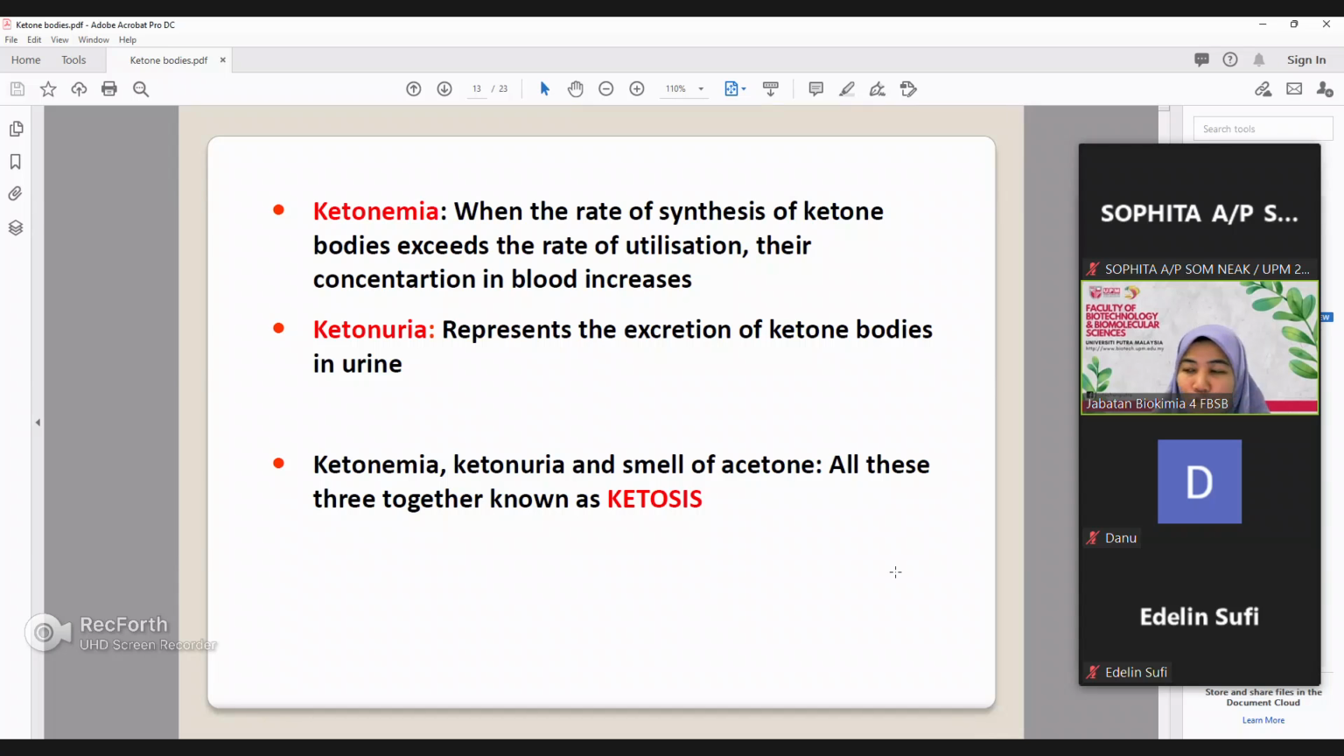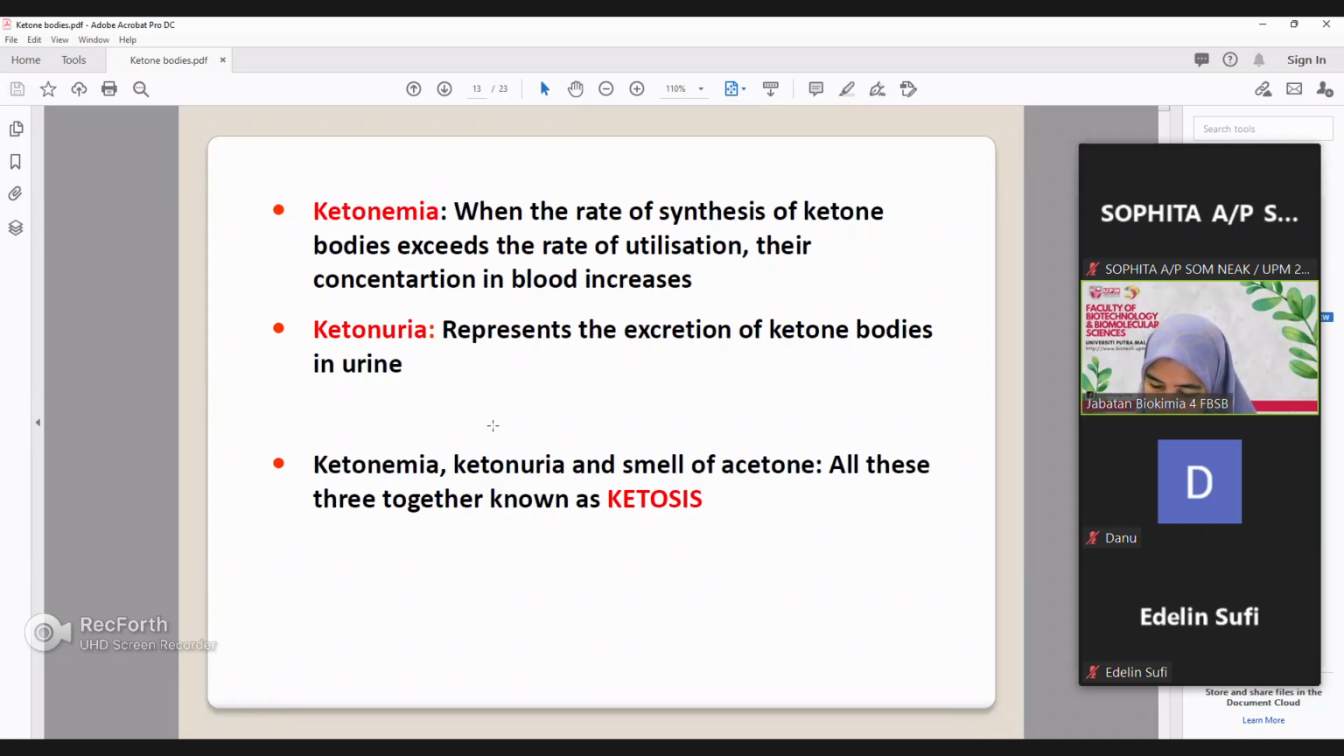You can do your own reading on ketoacidosis. What does it mean by ketoacidosis? It explains how acidic your blood pH can be, and what effects can be caused by that condition, which is ketoacidosis.